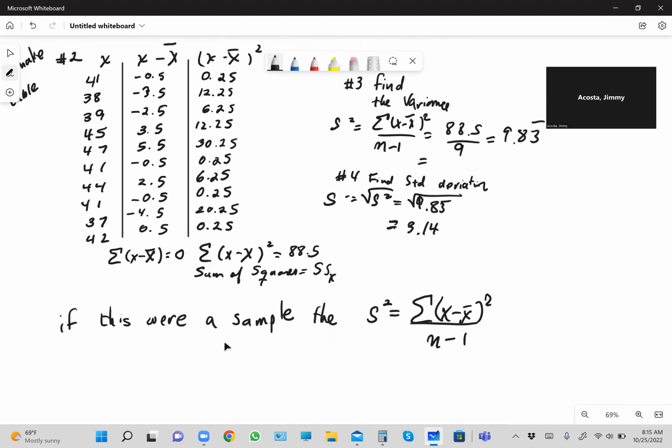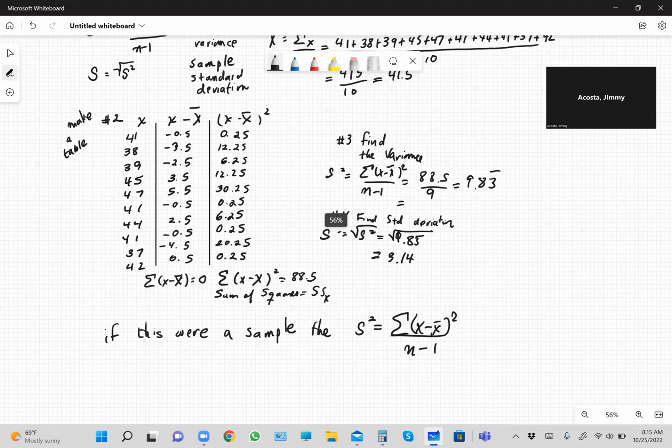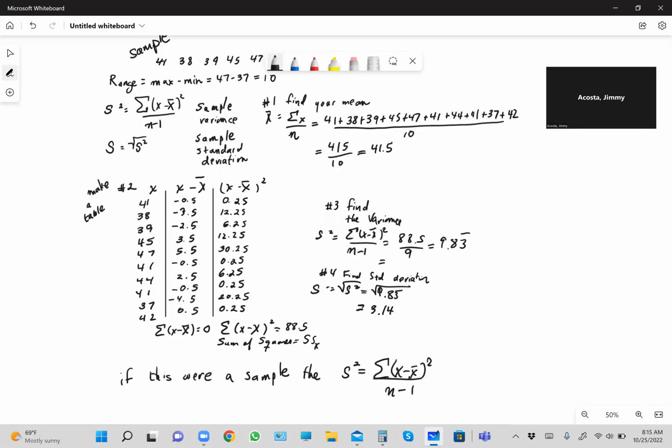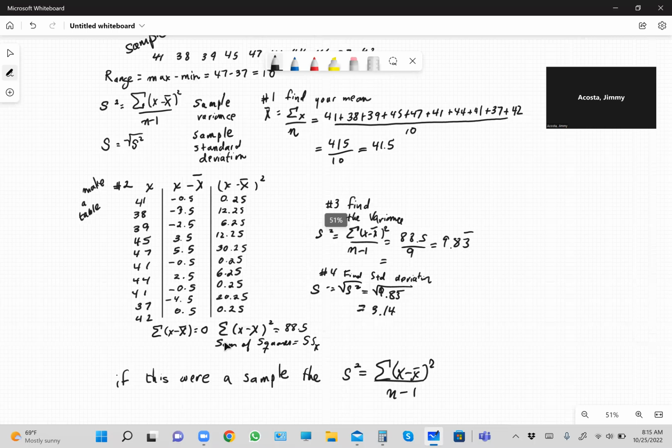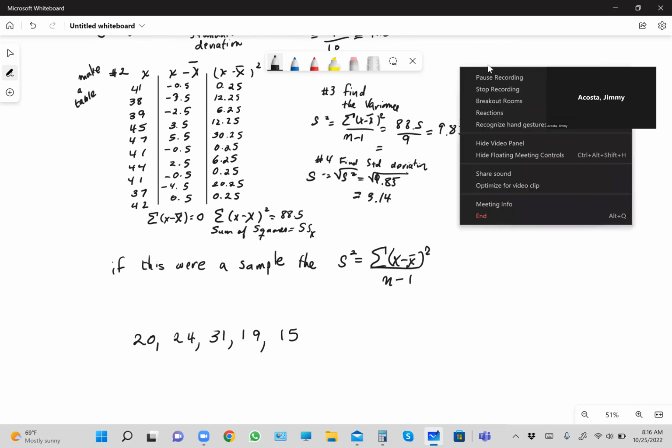Okay, so now I want you guys to try doing this. I'll zoom out. I'm gonna give you some other numbers. Can you see those numbers? So let's say 20, 24, 31, 19. And it's not that many. I'm not gonna give you that many because I don't want you guys spending eternity doing this. And 15. So you have 1, 2, 3, 4, 5 numbers there. Okay, I'm gonna stop the recording temporarily. So I'm gonna pause it actually.